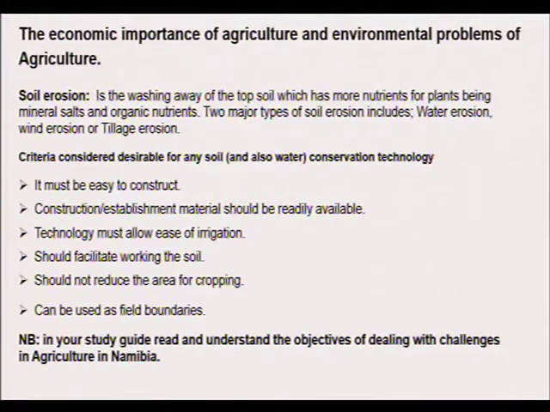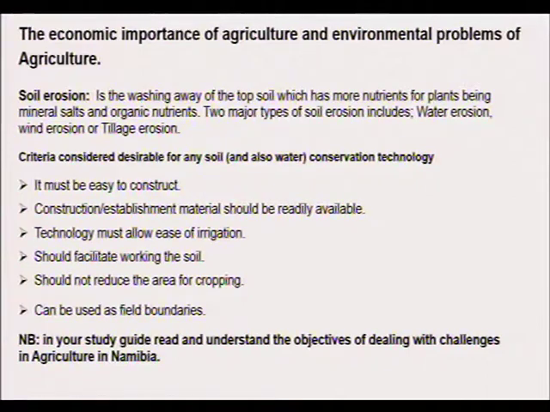Okay? And then the construction or establishment material should be readily available. Technology must also allow ease of irrigation, and it should also facilitate working the soil. And it should not reduce the areas for cropping. And then it can also be used as field boundaries.